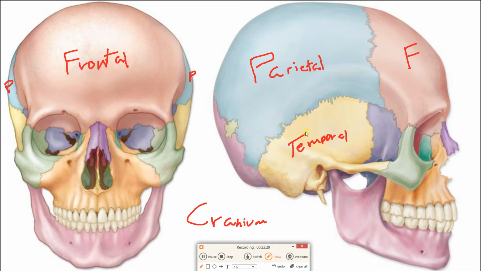Beautiful looking bone right there. We can see the temporal bone here. We can see the temporal bone here as well. So that is two more bones there. So now we are up to what? We had 2, 4, 5.